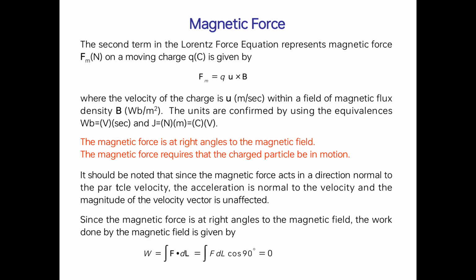It should be noted that since the magnetic force acts in a direction normal to the particle velocity, the acceleration is normal to the velocity and the magnitude of the velocity vector is unaffected. Since the magnetic force is at right angles to the velocity, the work done by the magnetic field is given by W = ∫F·dl. Here it becomes F dl cos 90°. Since cos 90° is 0, the work done is equal to 0.